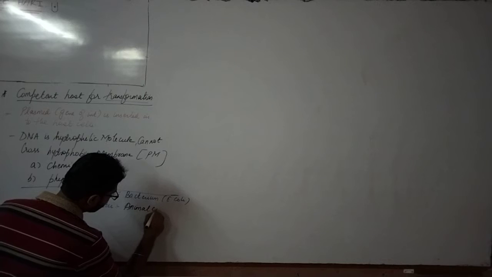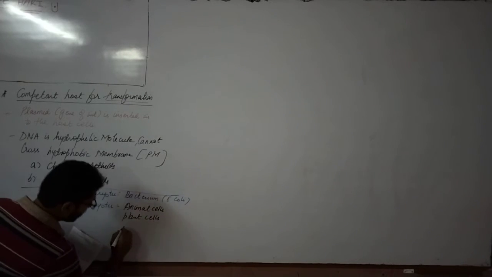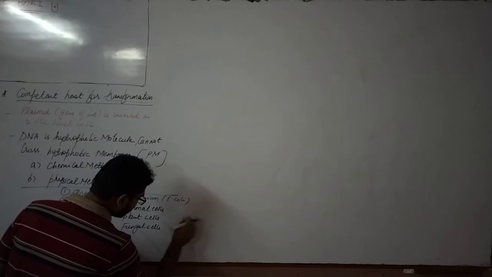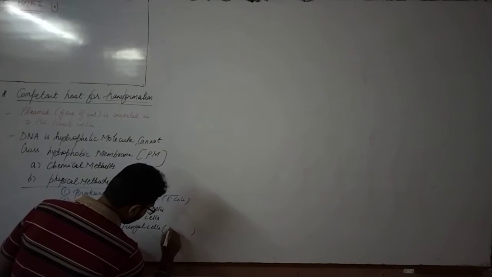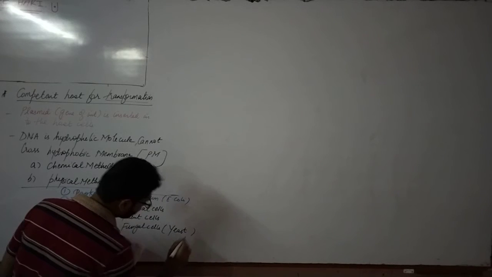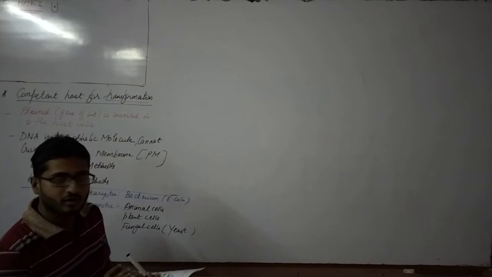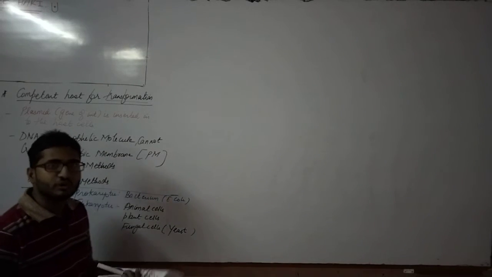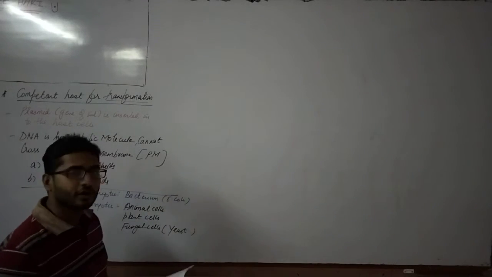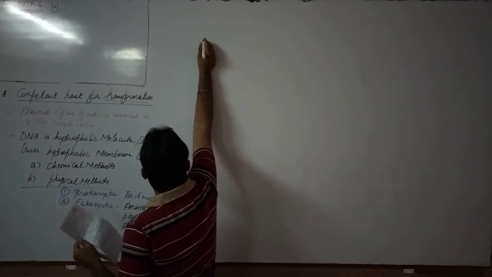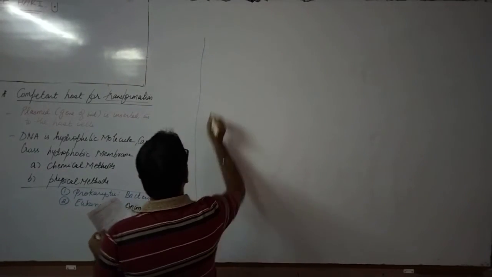So eukaryotic includes animal cells can also act, plant cells as a host, then fungal cells. The most common fungi used is eukaryotic unicellular fungi, that is yeast, Saccharomyces cerevisiae. S. cerevisiae is the most common fungi which is used in recombinant DNA technology under the category of fungal host. Now let us discuss the methods.